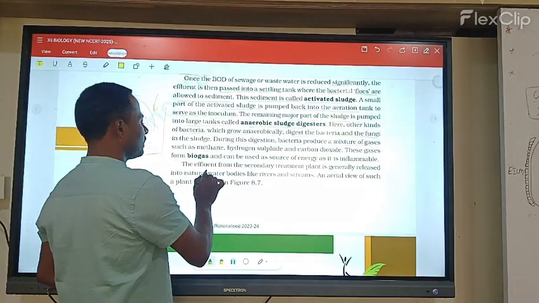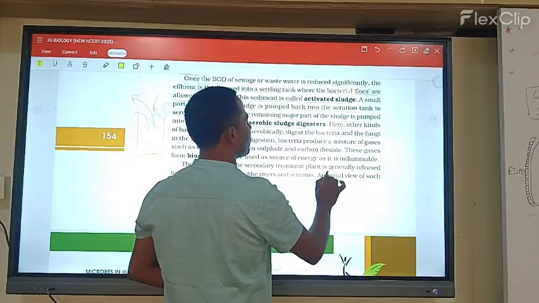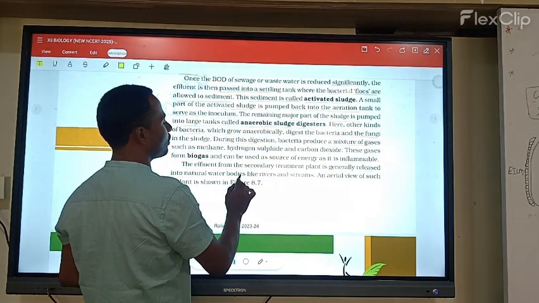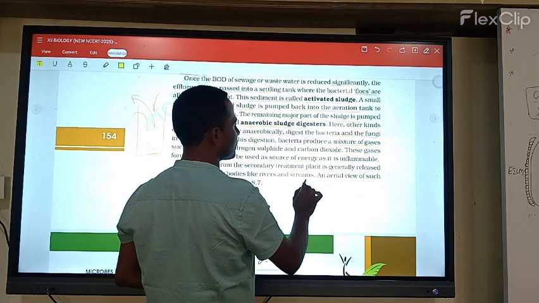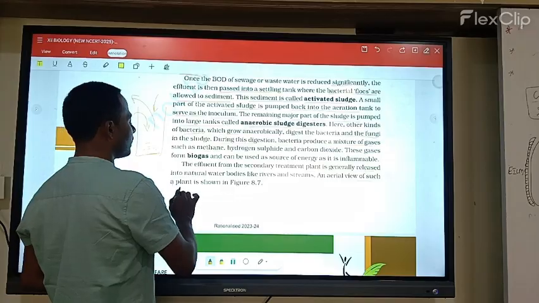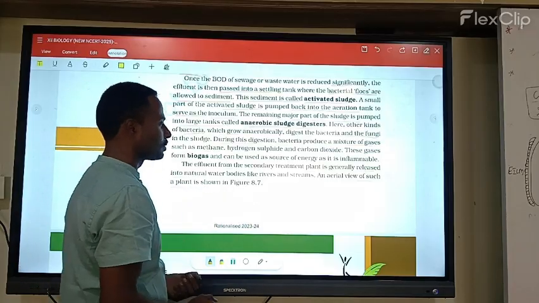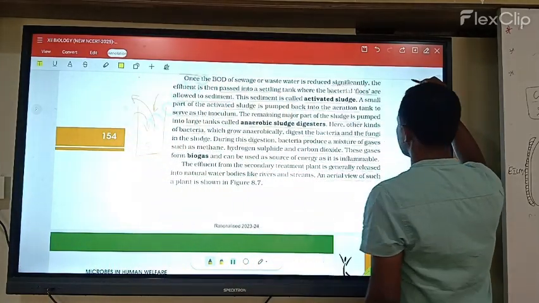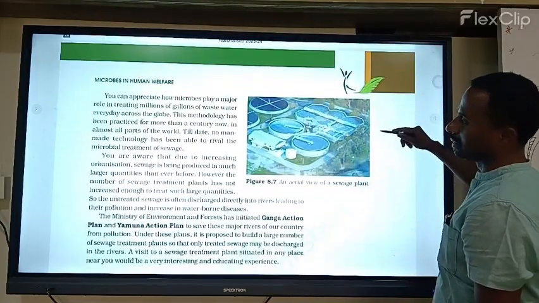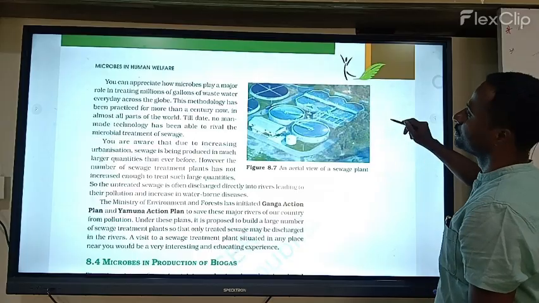Next, the effluent from the secondary treatment plant is generally released into natural water bodies like rivers and streams. An aerial view of such a plant is shown in figure 8.7, along with a diagram of how the aeration tank works.